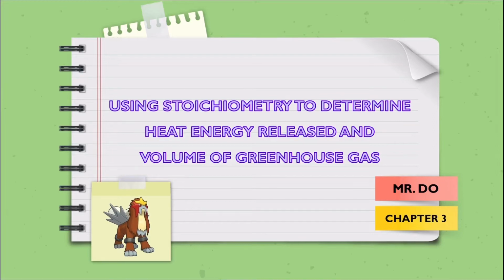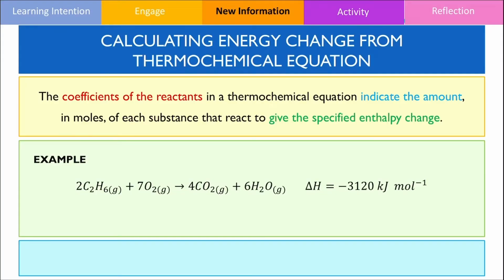Hello class, in this video we'll be using stoichiometry to determine the heat energy released from the combustion reaction as well as the volume occupied by a greenhouse gas from its thermochemical equation. When we last looked at thermochemical equations, I mentioned that the coefficients of the thermochemical equation state the number of moles of reactants needed to give off said enthalpy change or heat released.